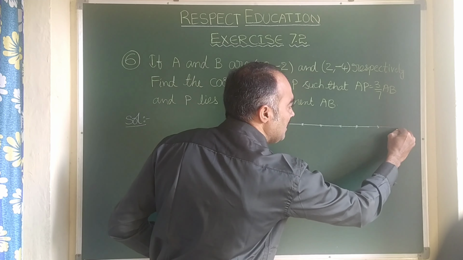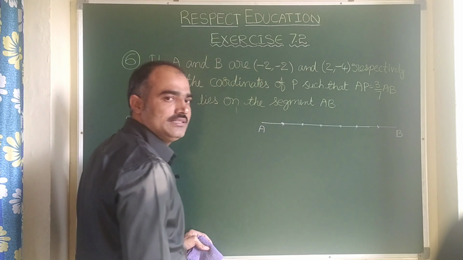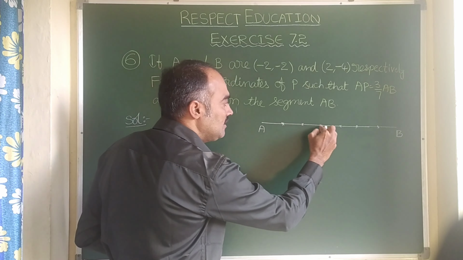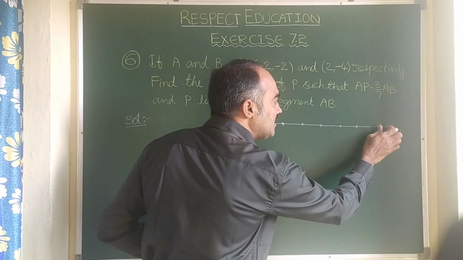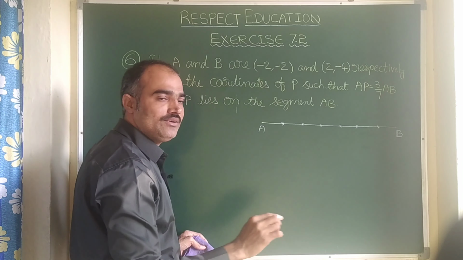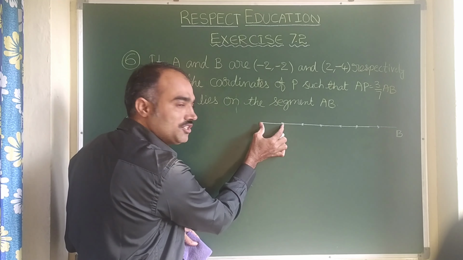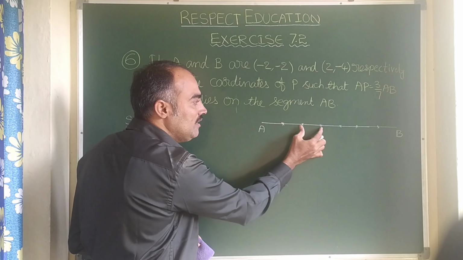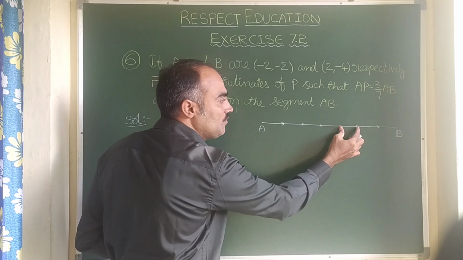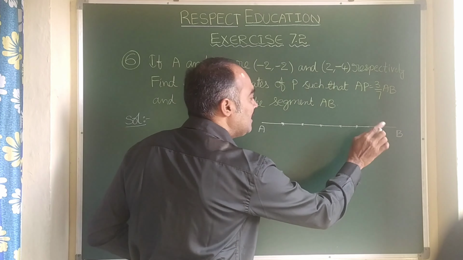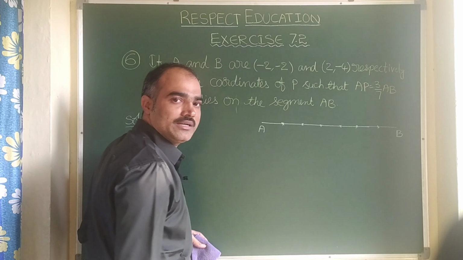This is where B comes. See here, let us go to the points: 1, 2, 3, 4, 5, 6 points. 6 points will divide the line segment into 7 equal parts. Let us take 7 equal parts. You see, first part, second part, third part, fourth part, fifth part, sixth part, then seventh part. Clear? So here we divided AB into 7 equal parts.